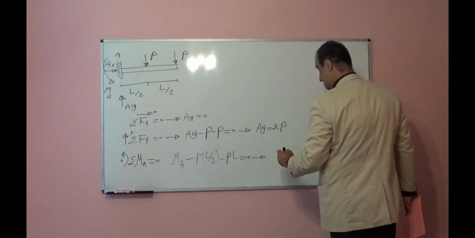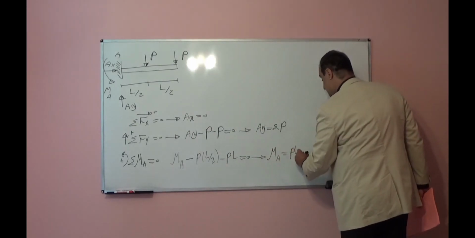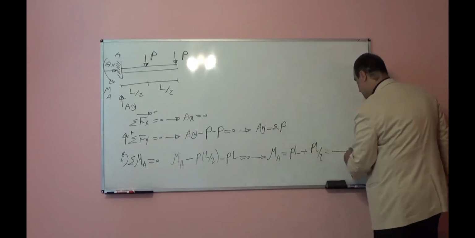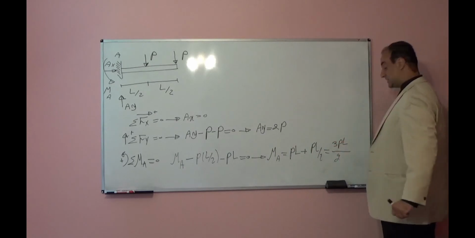From here, MA, support reaction, will be PL plus PL over 2. That will be equal to 3PL divided by 2.